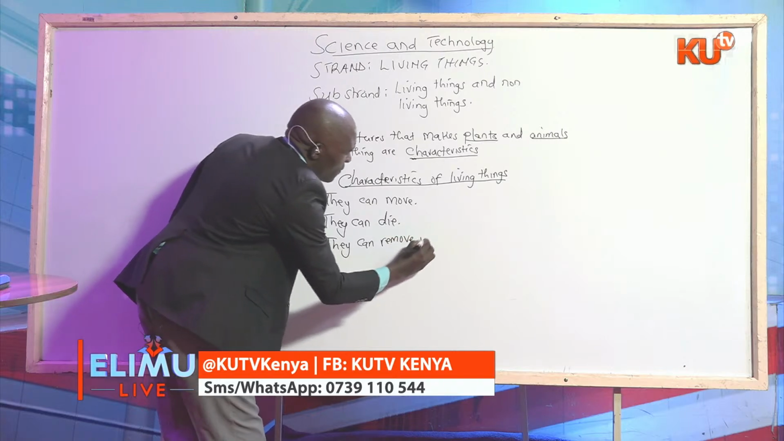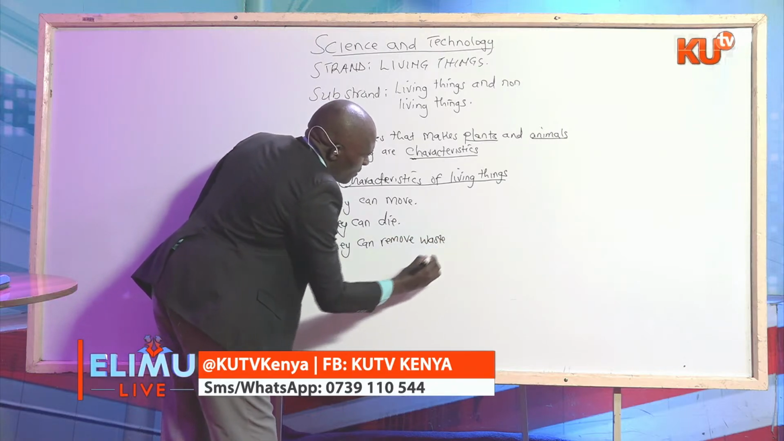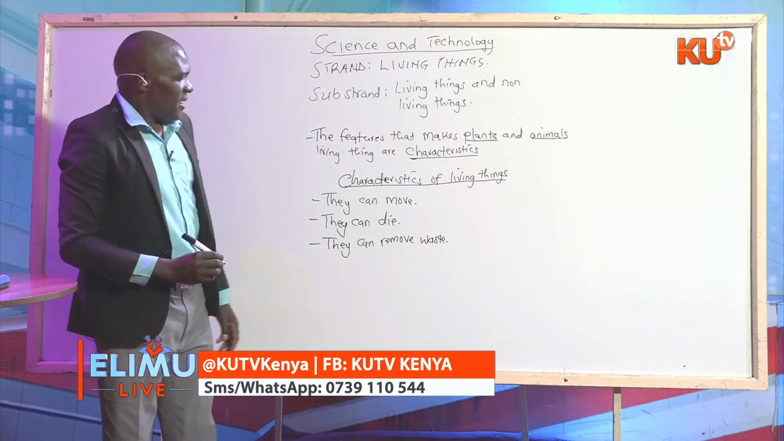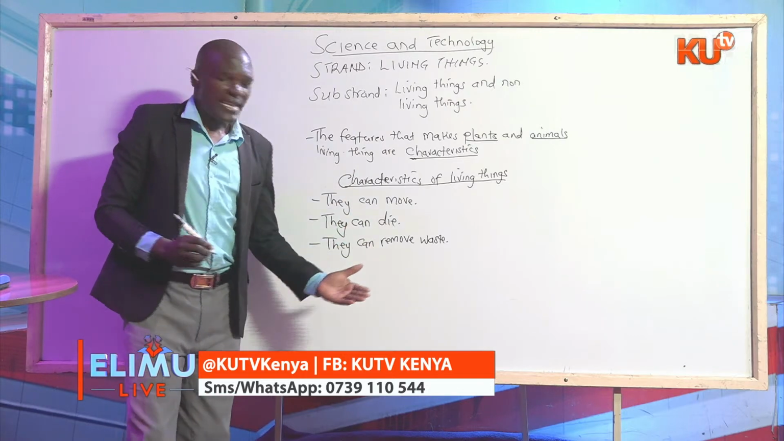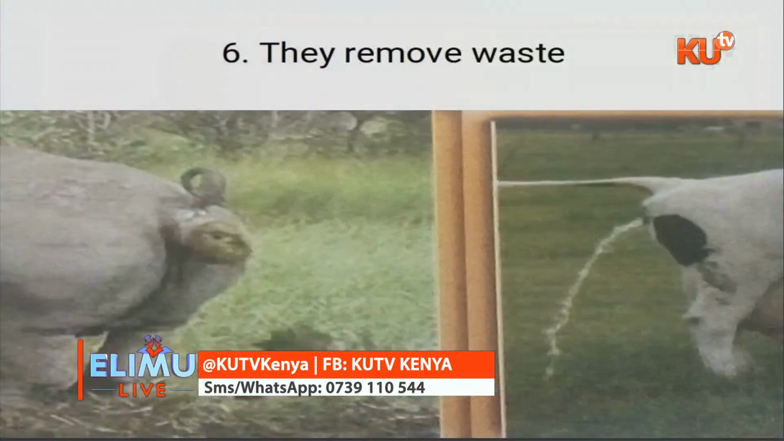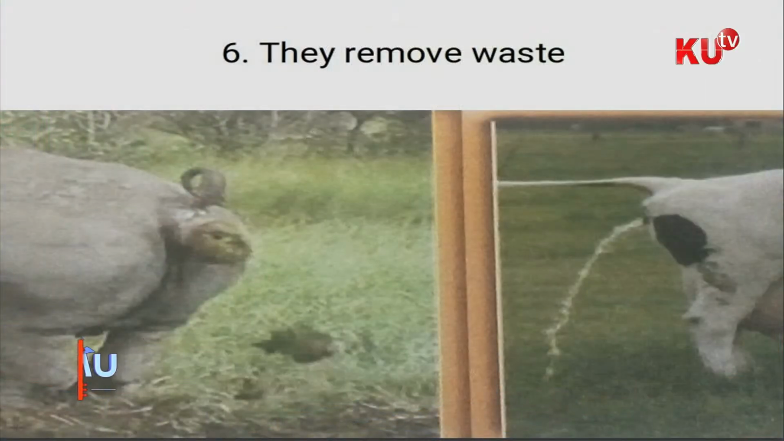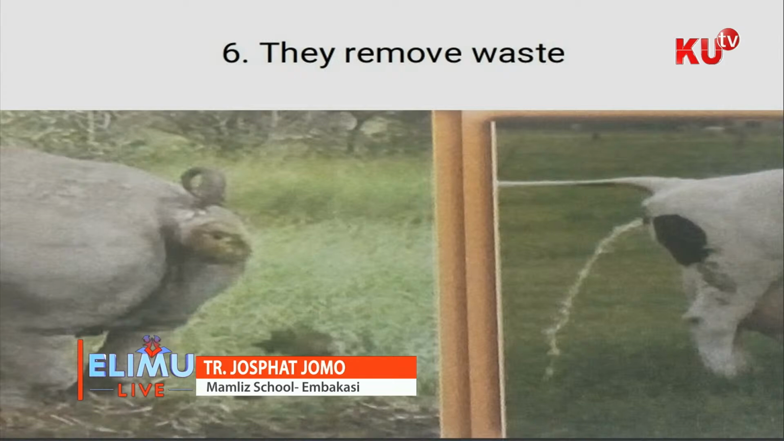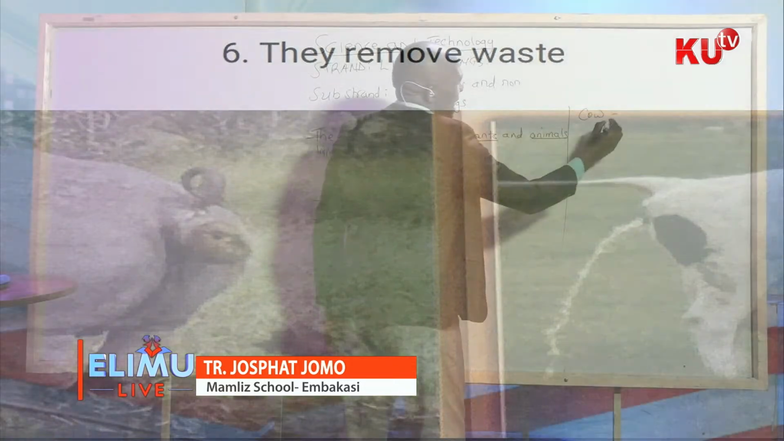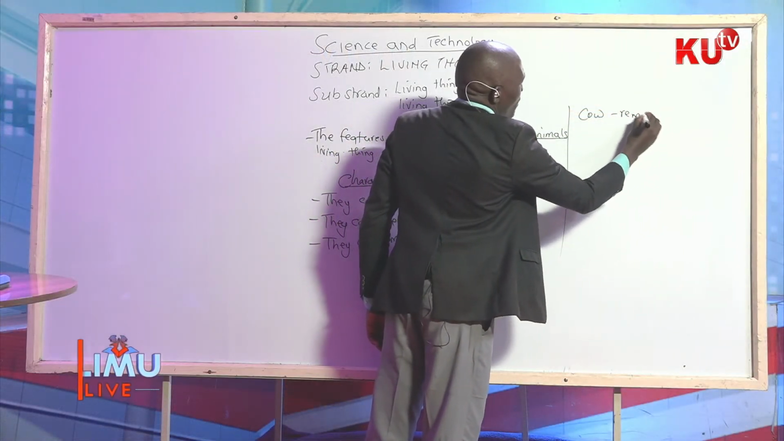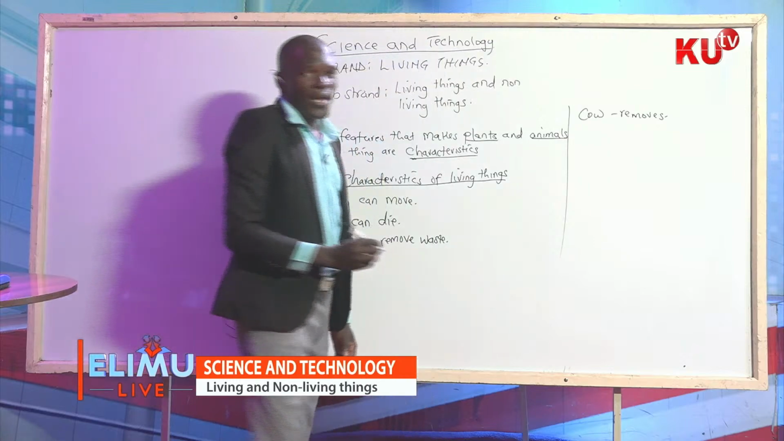They can remove waste. Living things, they can remove waste. You can have, for example, a cow. After a cow has eaten, after a cow is satisfied with its meal, you will realize that it removes waste. Also, human beings remove waste.